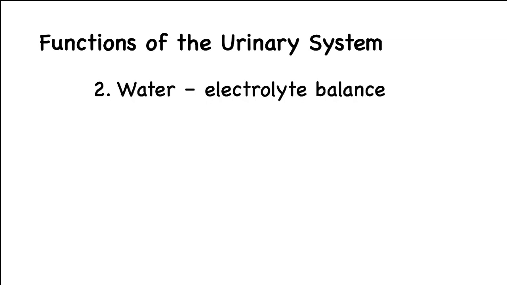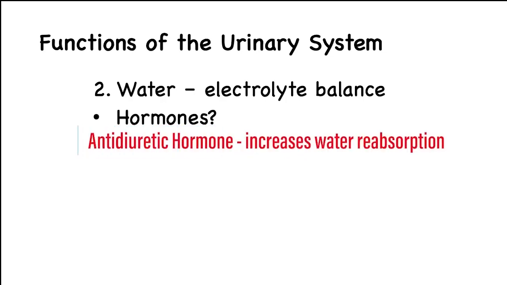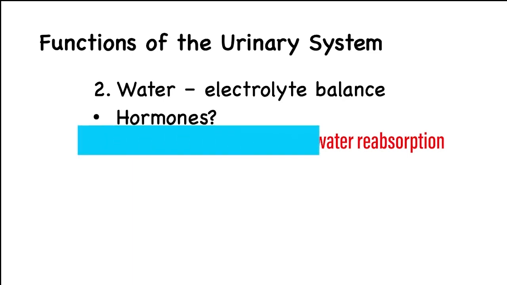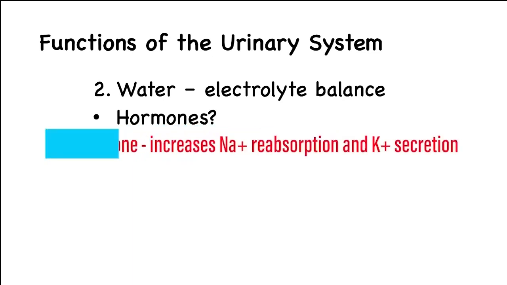The second function of the urinary system is water and electrolyte balance. The hormone ADH, or antidiuretic hormone, released by the posterior pituitary, goes to the kidneys and increases water reabsorption. Aldosterone, a hormone released by the adrenal cortex, also goes to the kidneys to increase sodium reabsorption and potassium secretion.